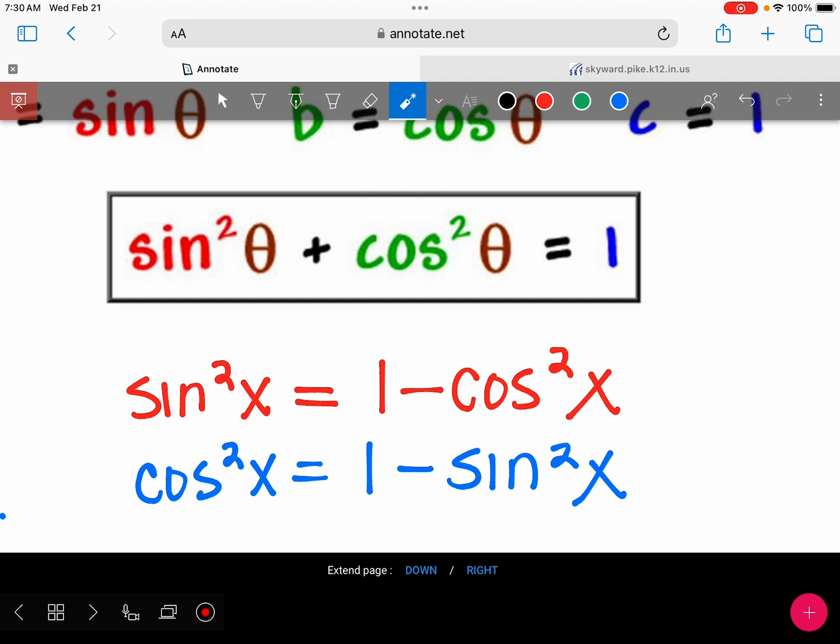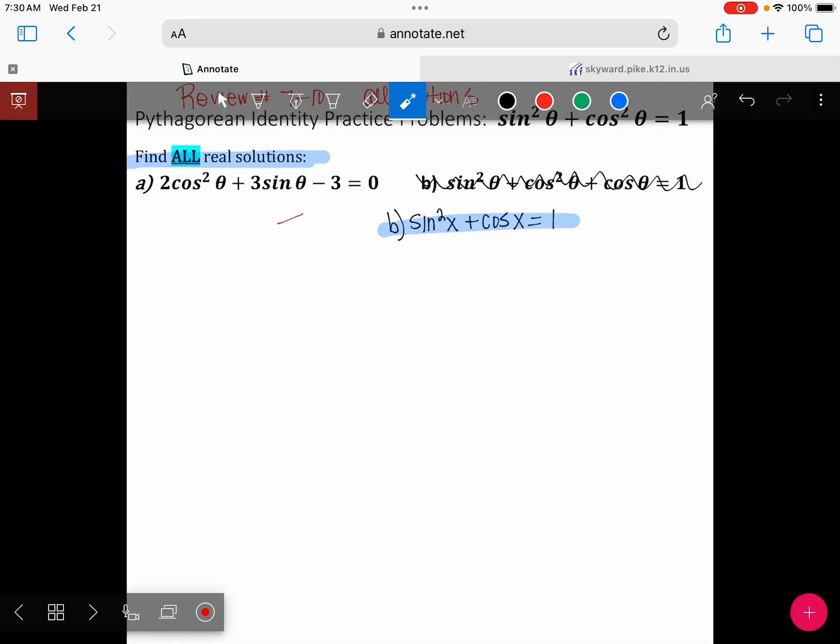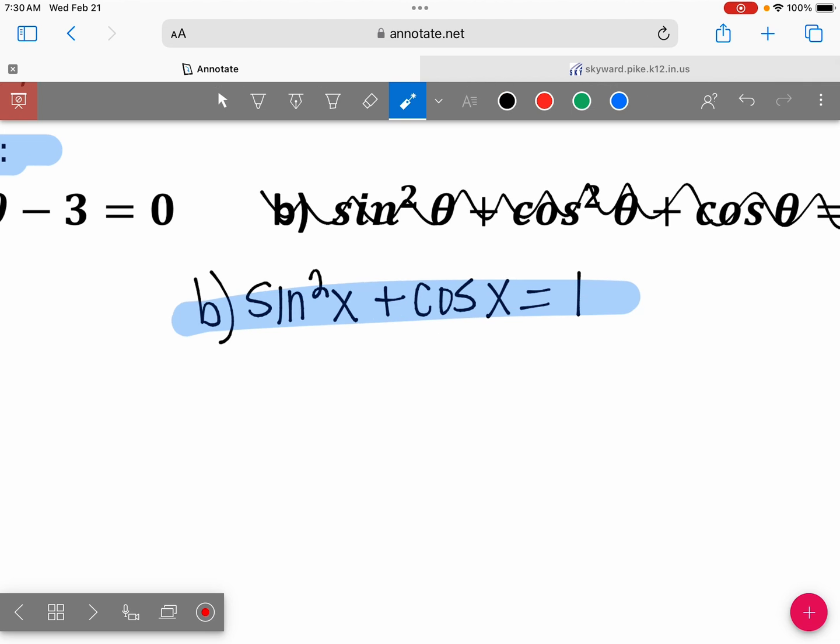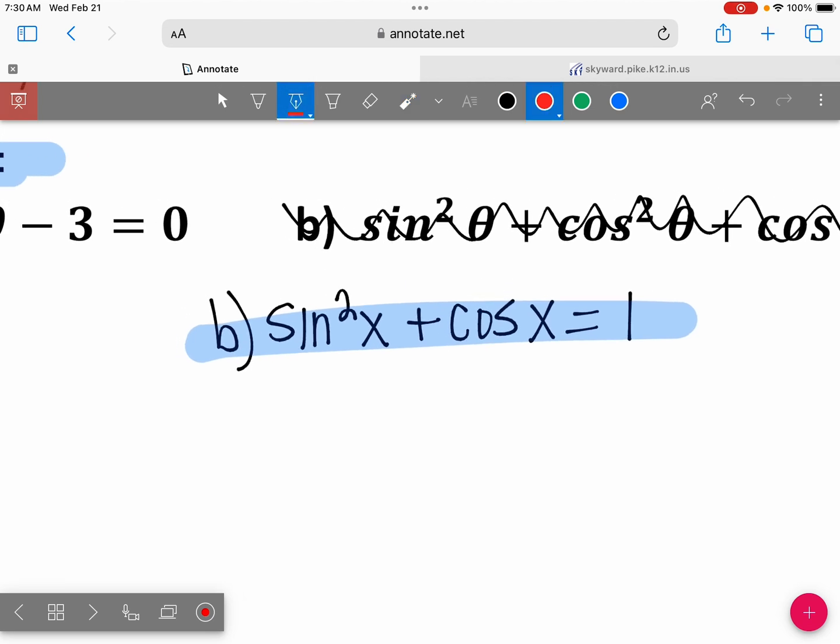All right, any questions? All right, so we have to do a substitution. When you look at question B, do you see how this says sine squared? I cannot solve this the way it's written right now because I have 2 different ratios. I have a sine squared and a cosine. You can't take a GCF out of that. This is the same thing as saying x squared plus y equals 1. I can't solve that. I don't have enough information. I need to do a substitution.